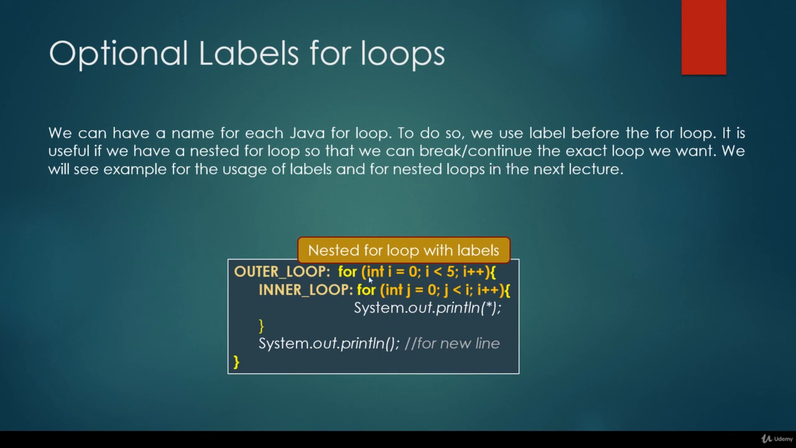As you can see, the outer loop has the label outer loop, and the nested loop has the label inner loop. With the help of the loop control statements such as break or continue, we can specify what loop we are considering, the outer loop or the inner loop.